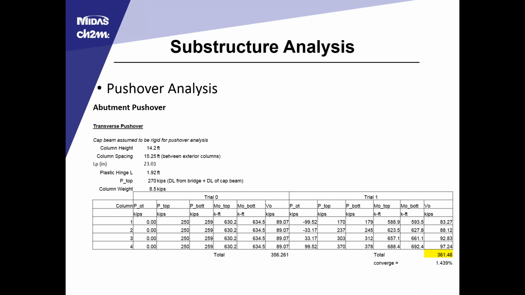This slide just shows a summary of the first and second iteration. As we can see, the shear in the first iteration, the values are equal in all 4 columns. By the second iteration, we have different values throughout the columns as we had an uplift on the exterior and an increased axial force on the opposite exterior.